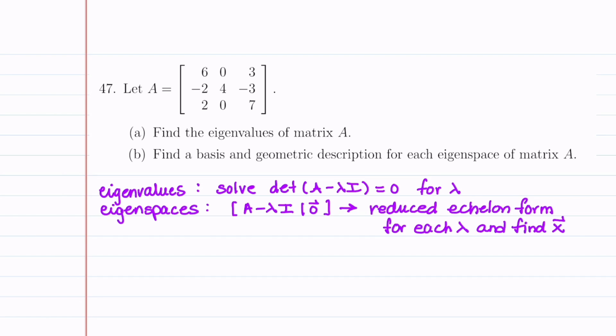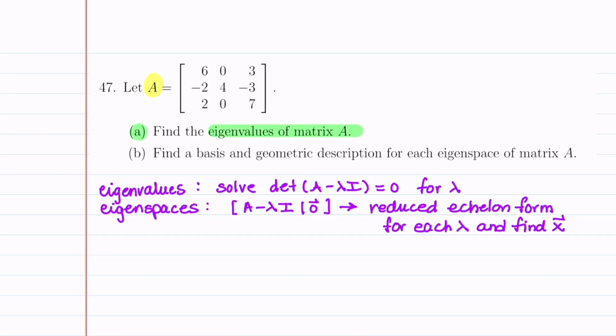In this problem, we're given a matrix A, and it's a 3 by 3 matrix, and we're asked to find two things. We're asked to find the eigenvalues of this matrix, and then we're asked to find a basis and geometric description for each eigenspace of matrix A.